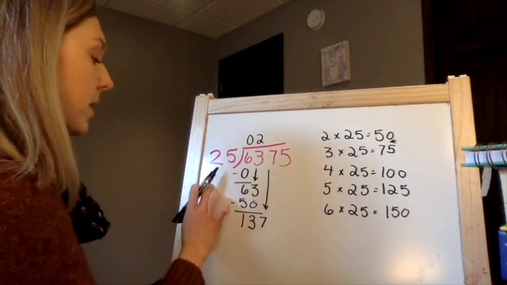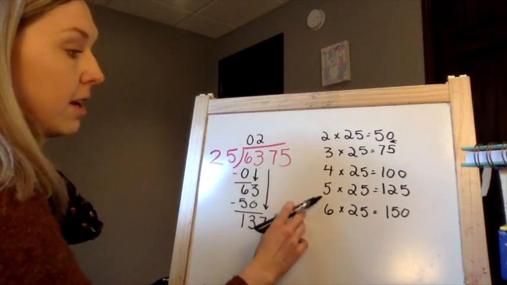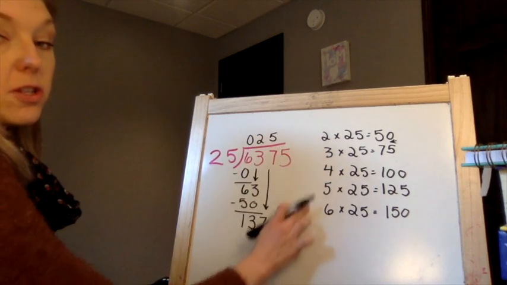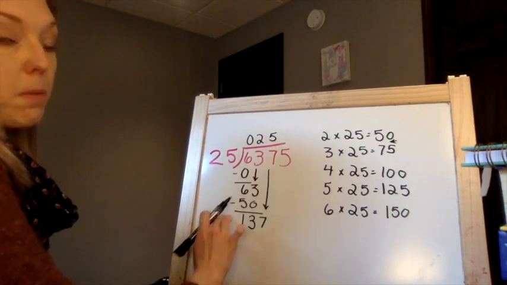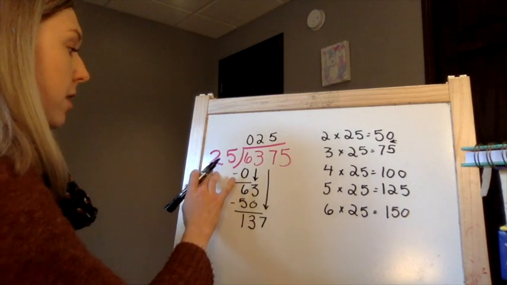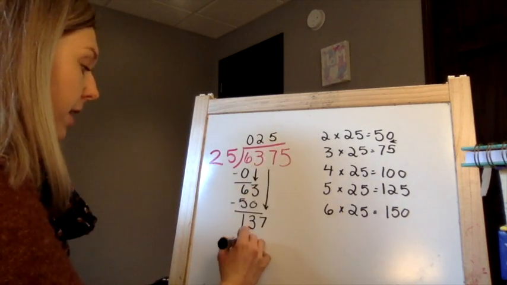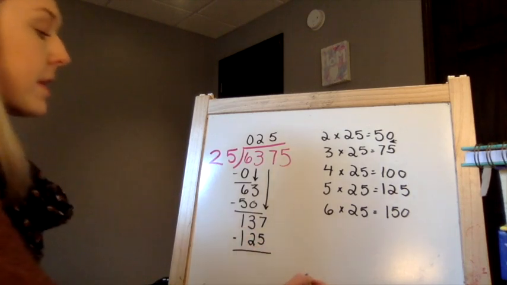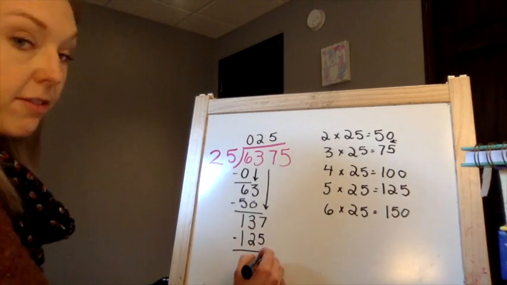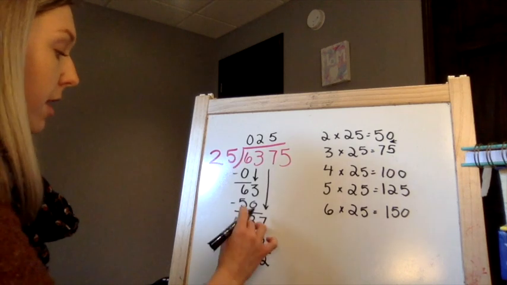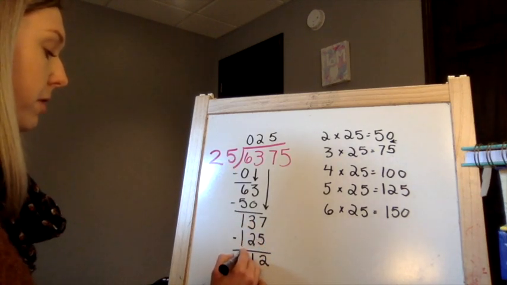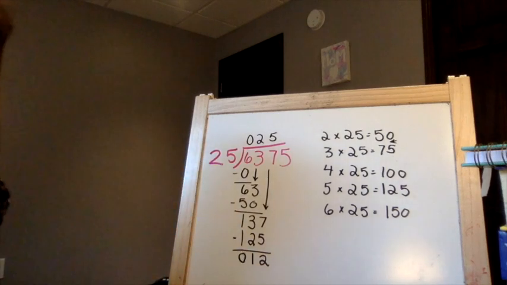Okay, so 25 goes into 137. It'll be 5 times. Sometimes when you're doing double digits, it's helpful to write this on the side to help you. Okay, so 25 times 5 is 125. Now we subtract. 7 subtract 5 is 2. 3 tens subtract 2 tens is 1 ten, and 100 subtract 100 is 0 hundreds.